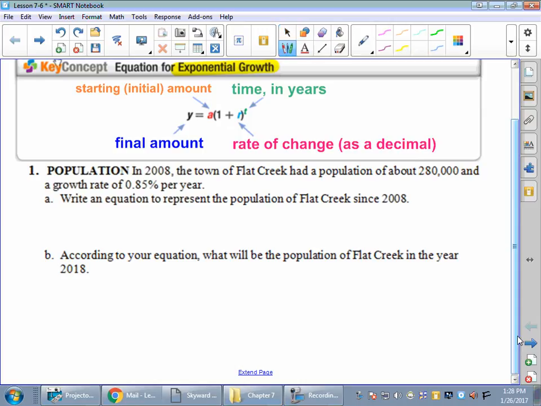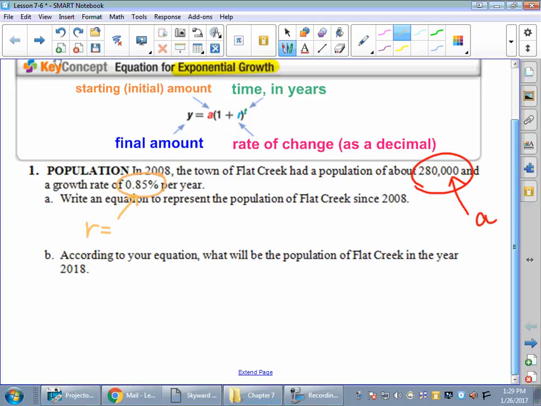So first of all, the population, 280,000 people. That is our starting amount, right? So that is going to go into the A. A growth rate of 0.85% per year. It's the only percent in our problem. That's going to go in for the R. But we're going to make it into a decimal.